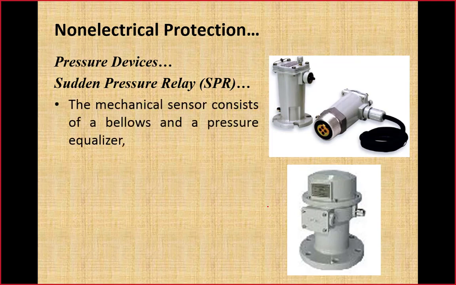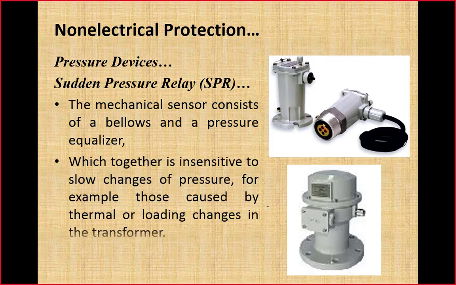Now we are going to discuss its working. The mechanical sensor in the sudden pressure relay consists of a bellow and a pressure equalizer, which together are insensitive to slow changes of pressure, for example those caused by thermal overloading or load changing, and highly sensitive to the pressure created due to a fault condition.